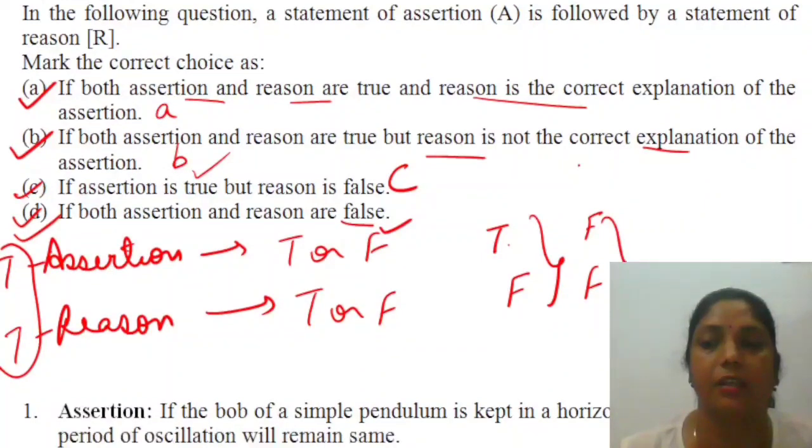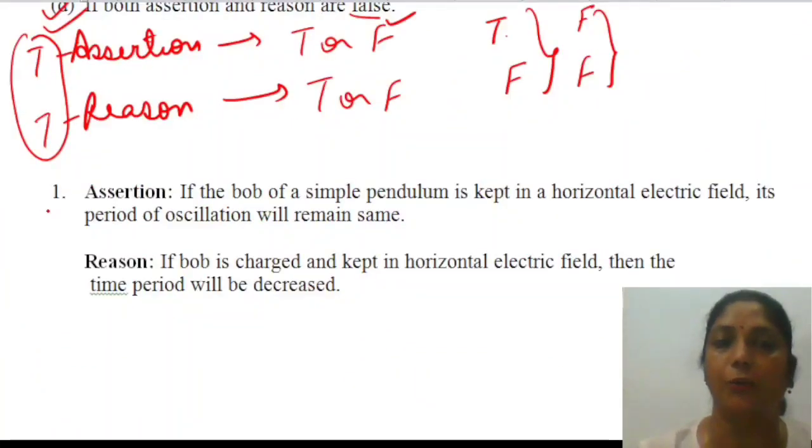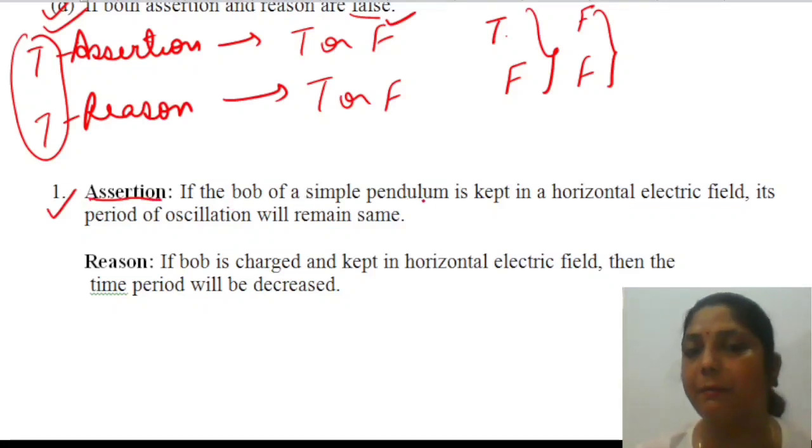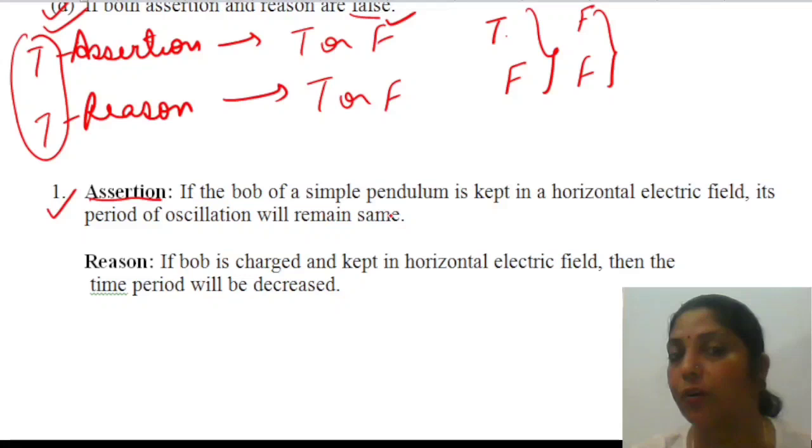First you read the assertion. It says that if the bob of a simple pendulum is kept in a horizontal electric field, its period of oscillation will remain the same. Is it true or false? Guess the answer. Its period of oscillation does not change; it will remain the same if the bob of a simple pendulum is kept in a horizontal electric field. It means this statement is true.